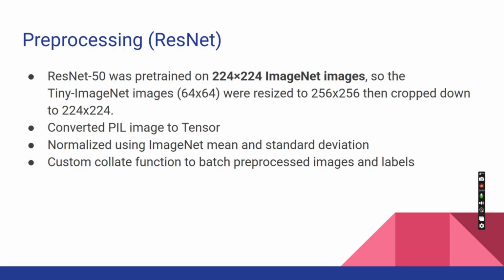For the pre-processing for our ResNet, because ResNet has a specific 224 by 224 format, we first resized the image to 256 by 256 to get consistent input sizes. Then we cropped it back down to 224 by 224. And then we converted the PIL image to a PyTorch tensor so that the model can process it. Finally, we normalized the pixel values using the same mean and standard deviation that ImageNet uses, which keeps our data distribution consistent with what ResNet expects. Our custom collate function batches all of those pre-processed images and labels them together so training runs efficiently.